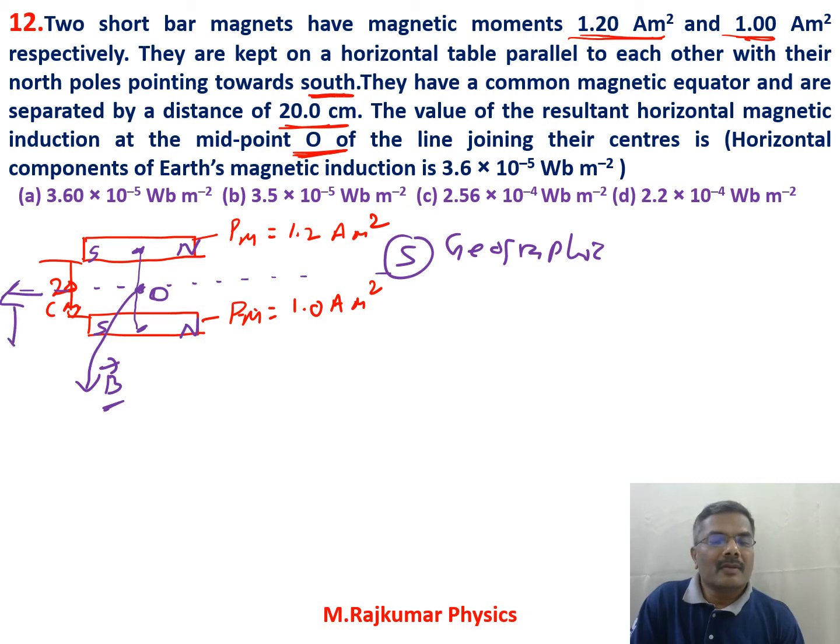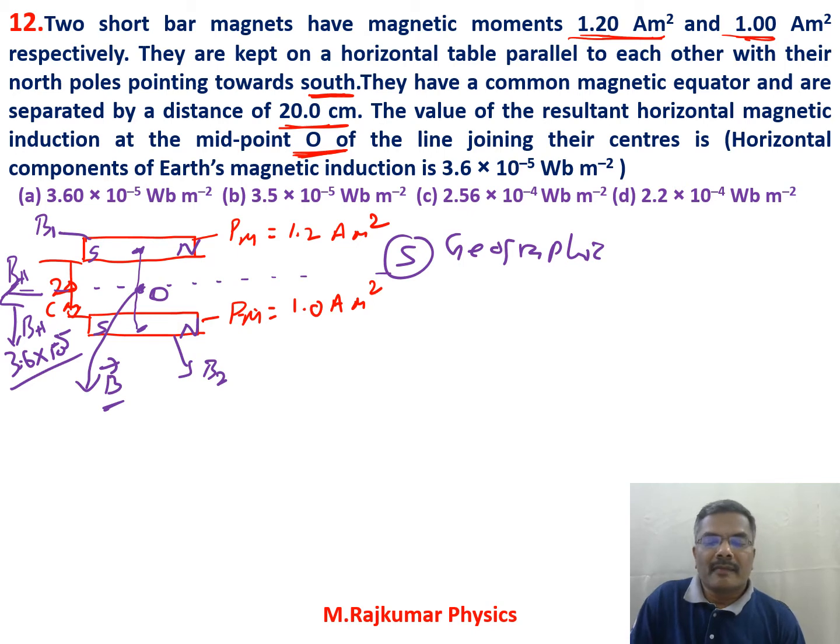So this value is also given: 3.6 into 10 power minus 5. This is the BH value, and it is acting in this direction. If I take this as B1, B1 is the magnetic induction due to magnet 1, and this is B2, by the second magnet.